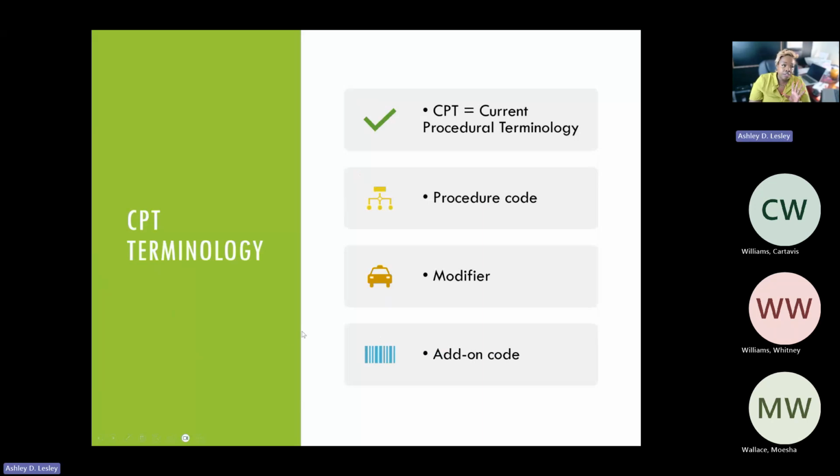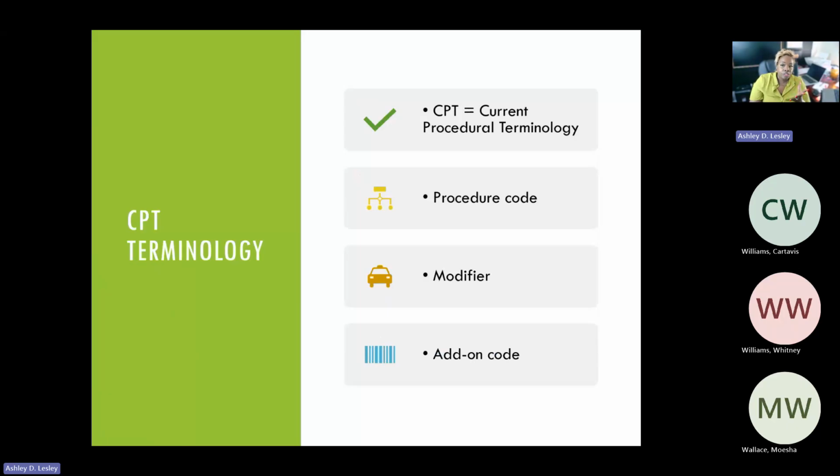CPT, which is the services of what the doctor did, not as juicy and hot as those ICD-10 codes, but nevertheless, this is how we get paid. So the CPT stands for current procedural terminology. Now you will hear CPT code and procedure code. They are the same. They are just used interchangeably. So if you hear CPT code or procedure code, it's the same thing.